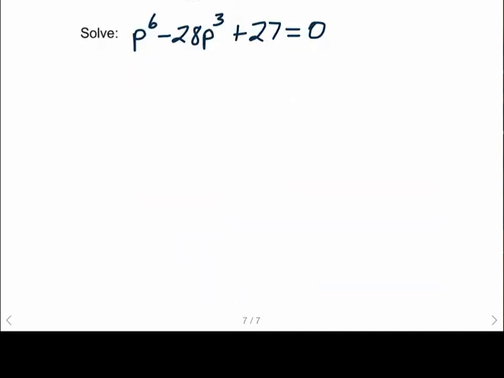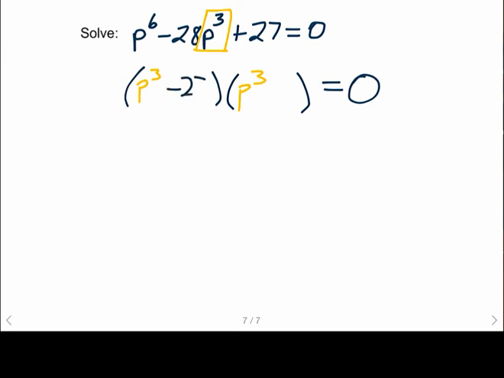Finally, we have solve p to the 6th minus 28p cubed plus 27 is equal to 0. Okay, noting this is quadratic in form and zeroing in on the p cubed, that is the expression in the middle term, I'm going to factor this into a pair of binomials. We're going to have p cubed minus 27 times p cubed minus 1 is equal to 0.